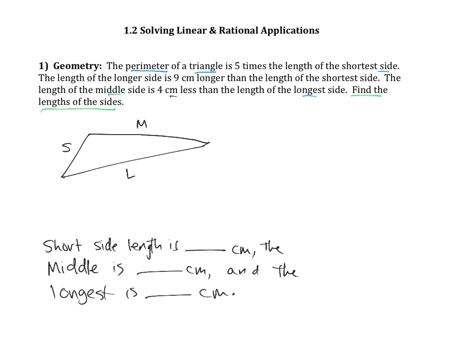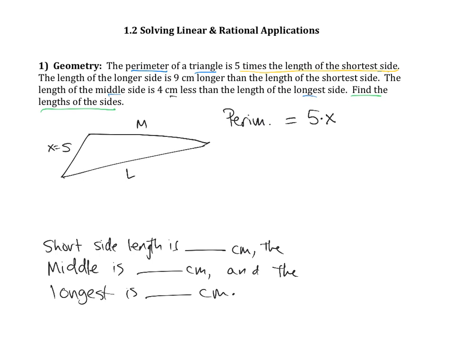Okay, now we're going to go in and figure out how to write the information into an equation. The perimeter of a triangle is 5 times the length of the shortest side. I already have a variable for shortest side, so the perimeter is 5 times the length of the shortest side. I'm just going to let it be x. So that's our shortest side.